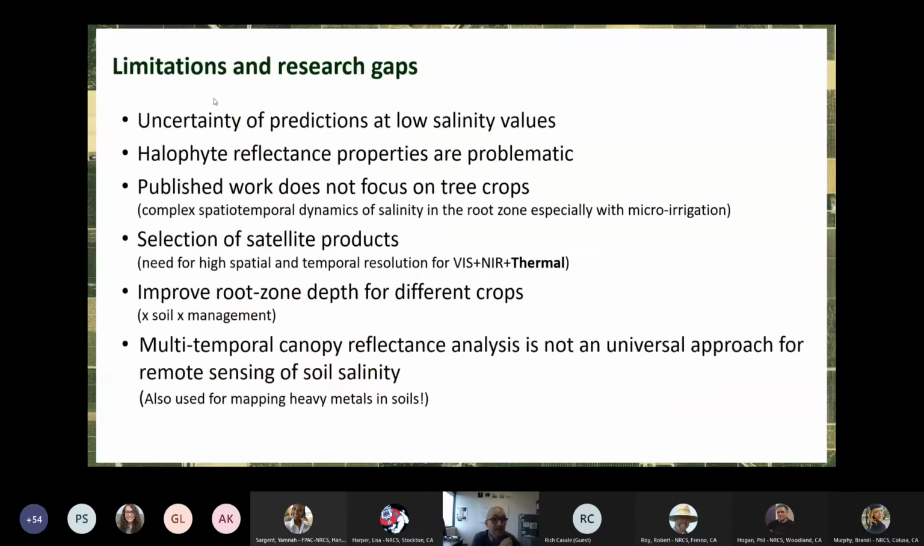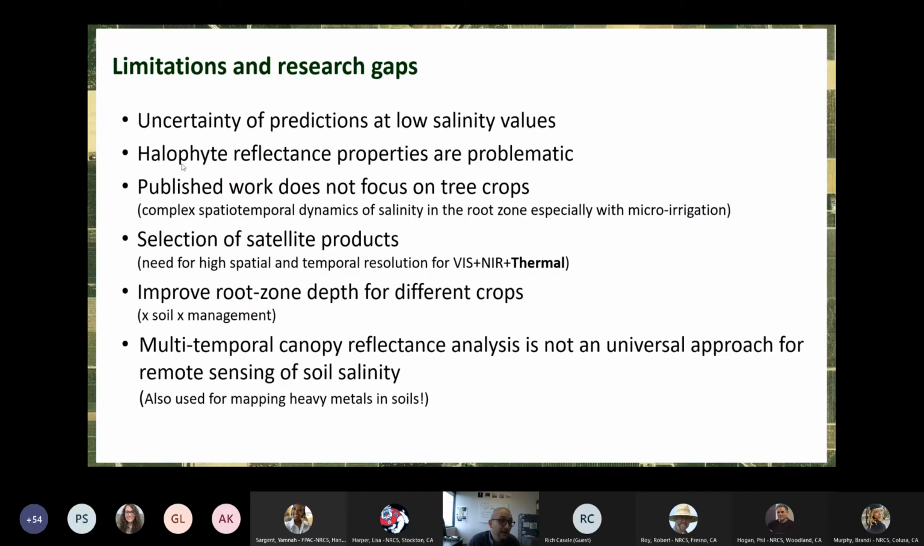So what are the limitations and research gaps of this technique? We have uncertainty in the prediction of low salinity values, and farmers are especially interested in predictions of low salinity values so that they can better target crop selection for their sites. At the moment this is not satisfactory, but it's still much better than anything that was available before.